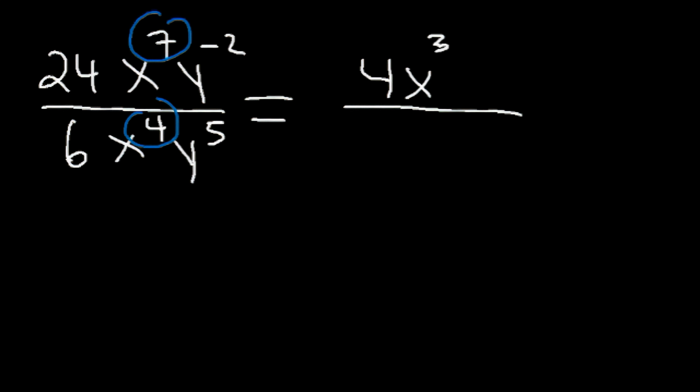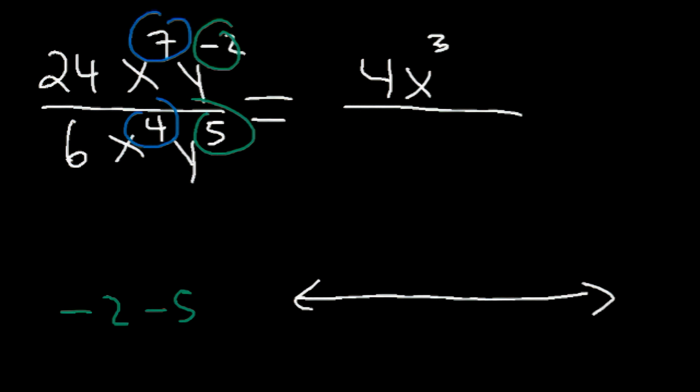Now what about the next one? y to the negative 2 divided by y to the 5th power. So negative 2 minus 5. To subtract it, you can use the number line. So here's 0, here's negative 2. So you need to go 5 units to the left. Whenever you subtract, move to the left of the number line. If you need to add, move to the right. So 1, 2, 3, 4, 5. This is negative 3, negative 4, negative 5, negative 6, negative 7. So negative 2 minus 5 is negative 7. And initially it goes on top.